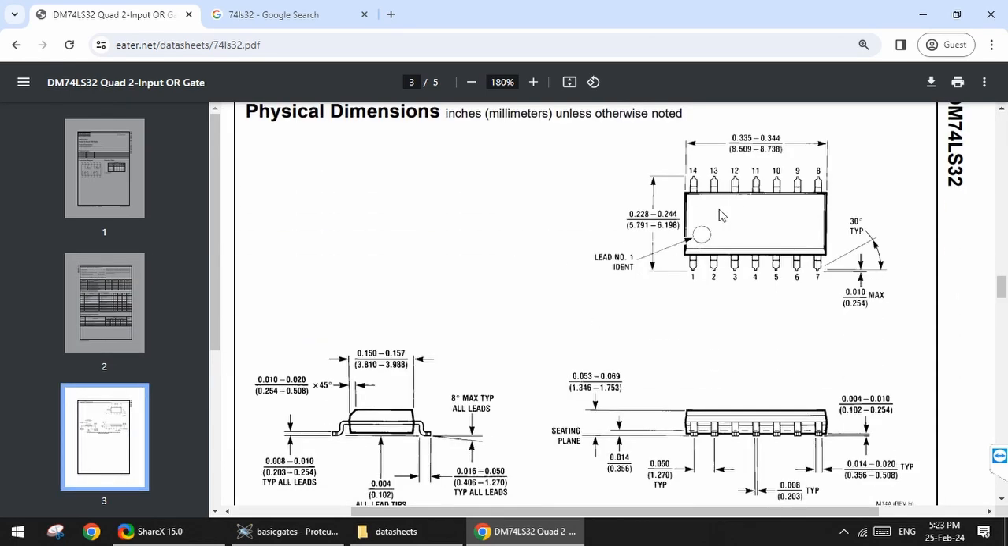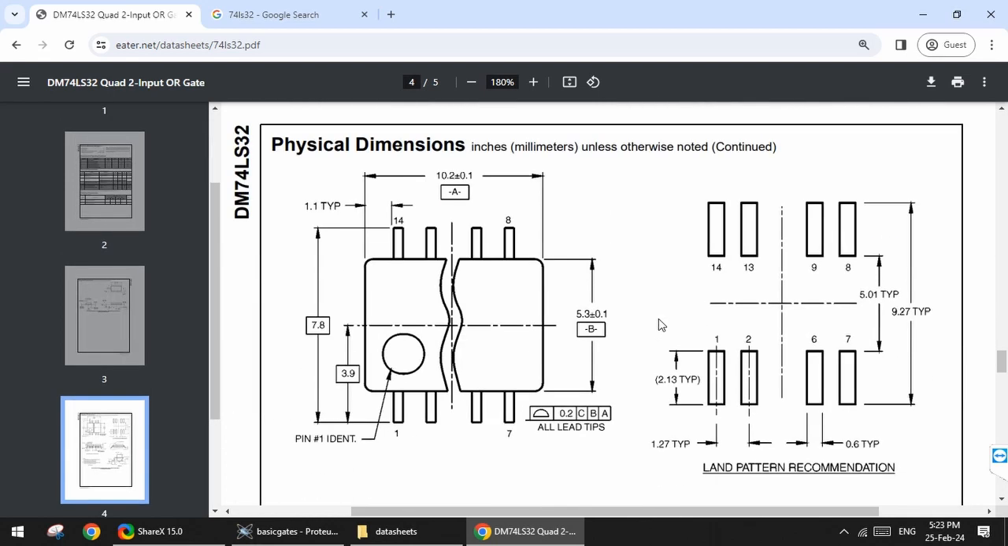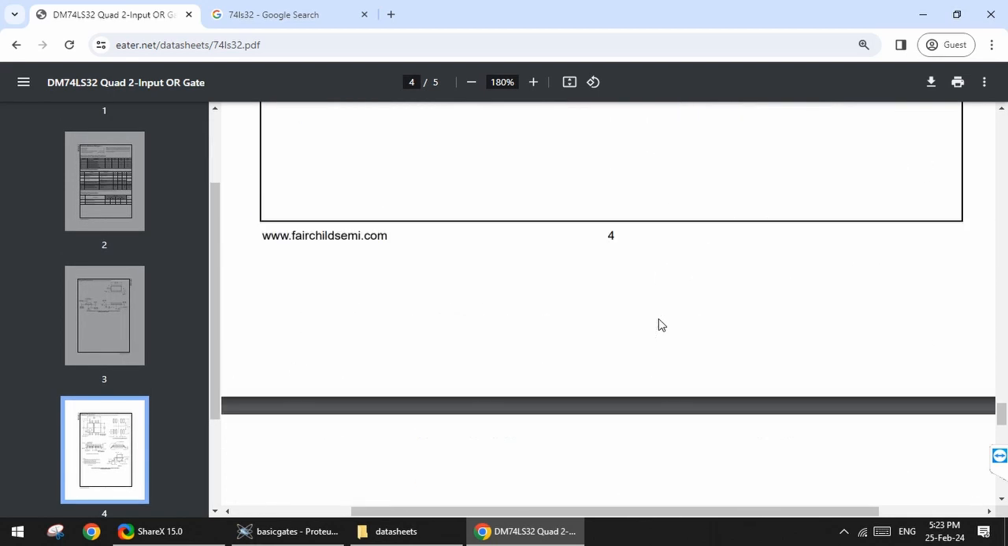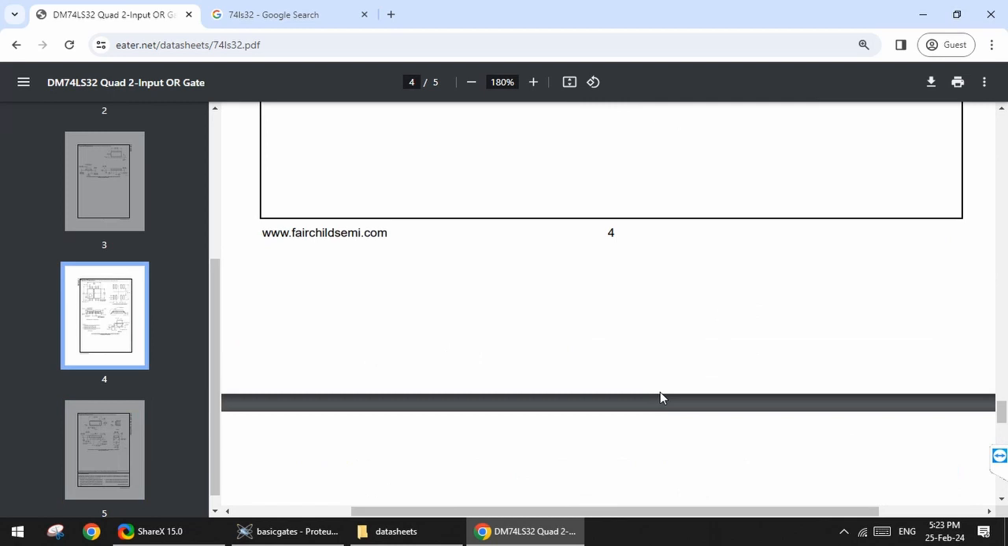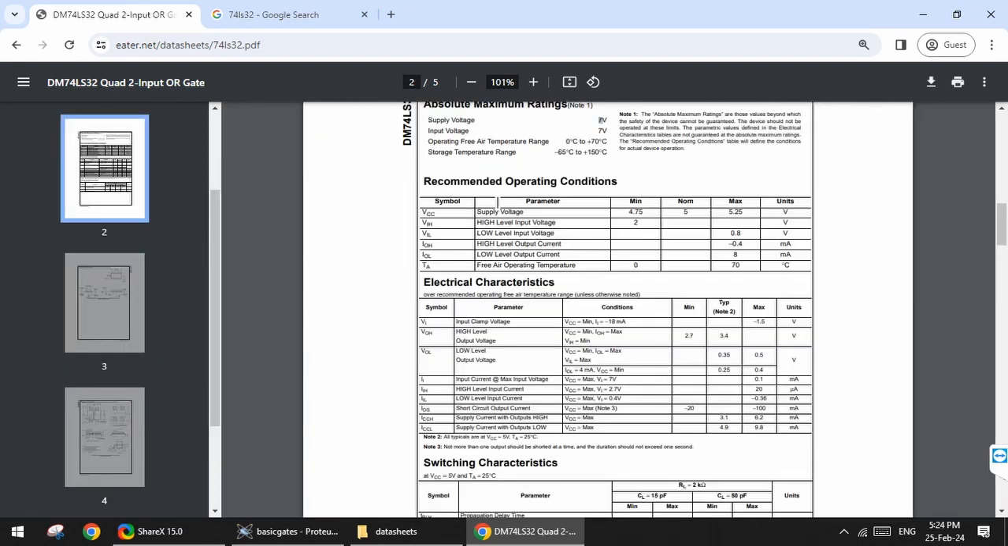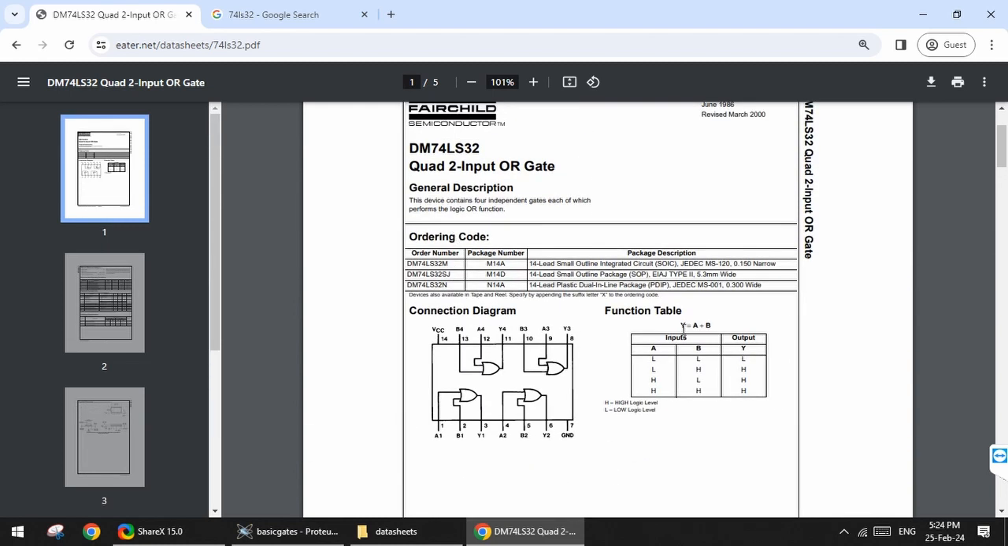You can see physical dimensions of the ICs as well for different packages. This is the physical dimension for the DIP package, dual inline package. The IC is also available in other packages. The only information we are concerned with is the operating voltage and the voltages for logic high input and logic low input. And of course, the function table and the connection diagram are important.